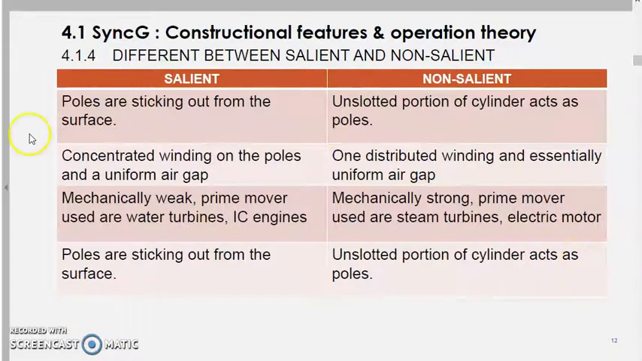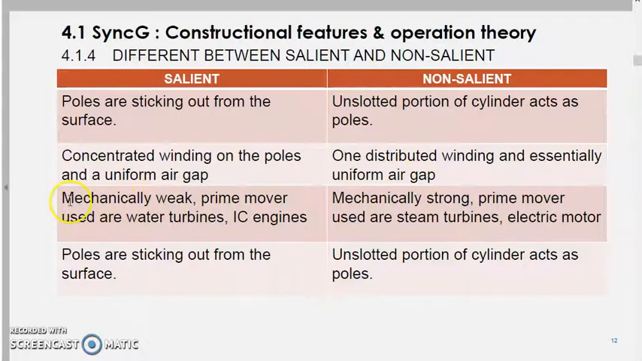And also in terms of their construction, the poles are sticking out from the surface. In terms of your non-salient pole, the unslotted portion of the cylinder acts as your poles. So the winding will be concentrated on the poles with a non-uniform air gap. But for non-salient pole, the windings are distributed with an essentially uniform air gap.